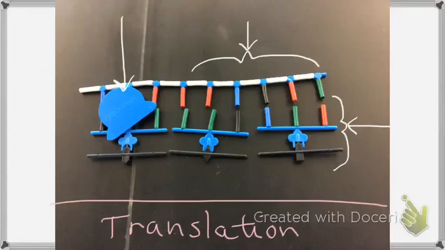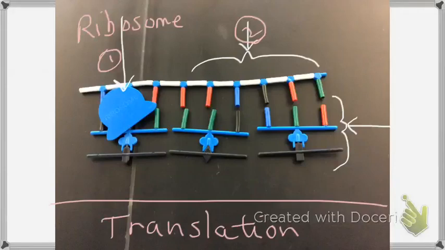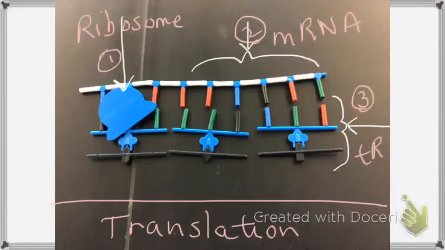Okay, let's label some parts. What's part number 1? That's a ribosome. Part number 2. That one's mRNA codons. That's good. And part number 3. That's tRNA. Good. It's okay on this. Great.